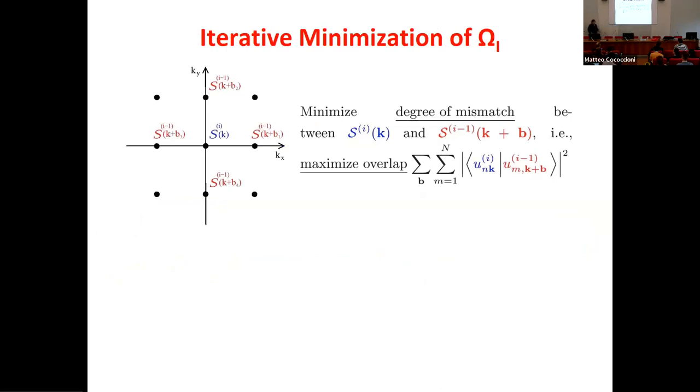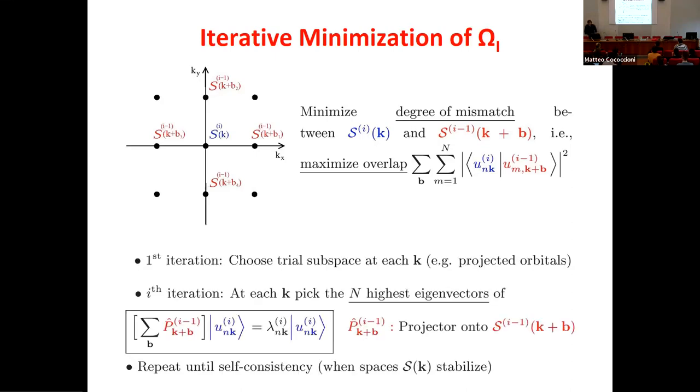And so basically, we iteratively minimize this mismatch between the manifold of dimension 5 at k point and the manifolds of dimension 5 at the next nearest neighbor. So that is equivalent to, say, maximizing the overlap as we sweep the Brillouin zone. And this is how the algorithm is actually built. It's an iterative algorithm, but what we are trying to do is making these manifolds at every k point of dimension 5 as equal to themselves as possible.